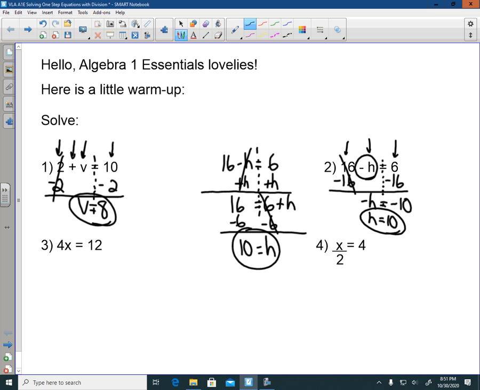Whenever you end up in a situation where you have a negative, if you're subtracting the variable, subtracting the letter, there's really 2 ways of going about that problem. The way I did it first has the least steps, but maybe you see it the way that's on the left, the second way that I did it. Either way is fine with me.